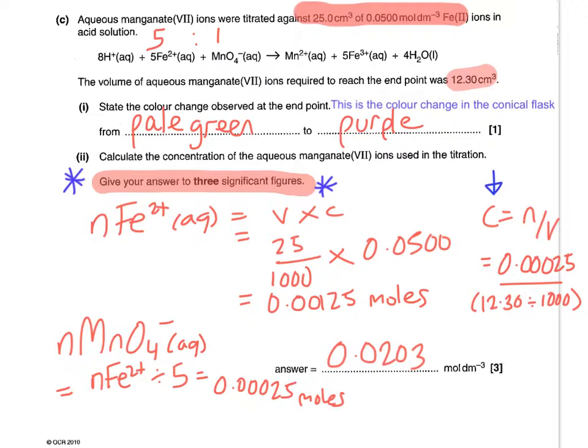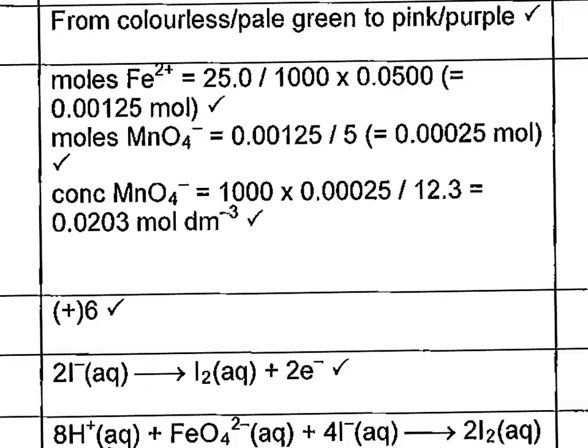Let's check the mark scheme to make sure we're on the right track before we go on to a slightly more applied version. So we got the moles as 0.0125. We then got the manganate moles by dividing that by 5. We worked out the concentration of manganate, including the 3 significant figures.